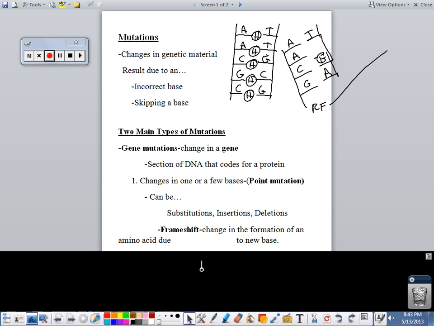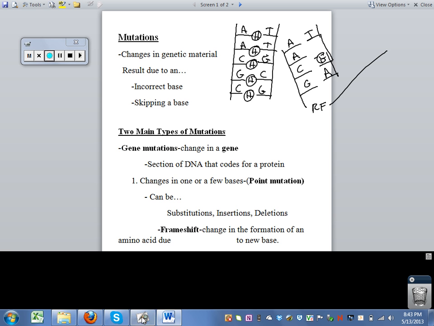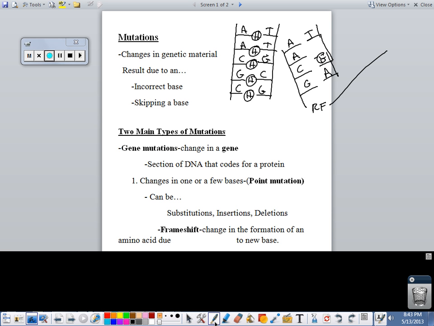What can happen, though, is that the code gets changed. It could get changed in one or a few bases, and they call that a point mutation. That can be substitutions, insertions, or deletions. Substitution is where you have an A, and instead of putting a T, it puts a C. Insertion is where there wasn't even one here, and it puts one anyway. So between this A and C, it just puts another A and a C. It's just reading the code wrong.